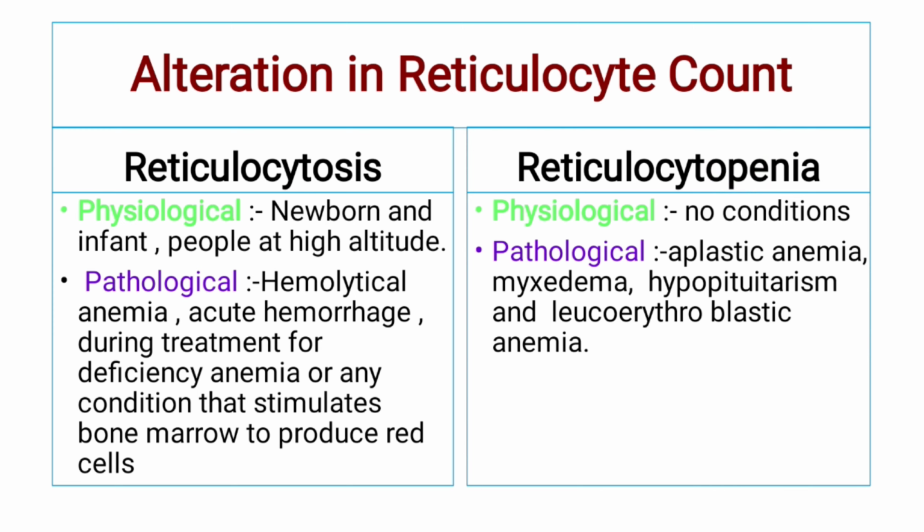Reticulocytopenia: physiologically there are no conditions which reduce the reticulocyte count, and pathologically it occurs in aplastic anemia, myxedema, hypopituitarism and leukoerythroblastic anemia. If you know this much, then it's quite enough to answer every question that the examiner can ask.